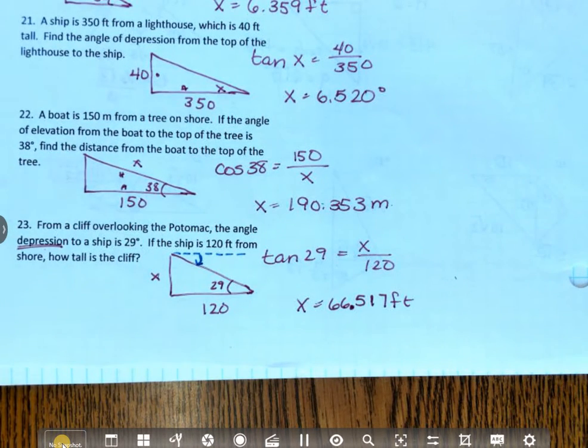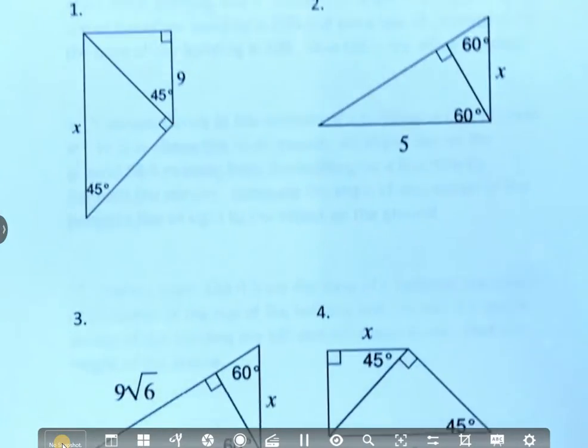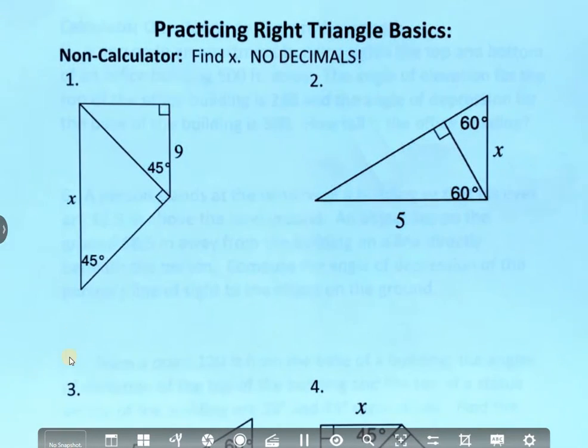Okay, let's go back to today's notes. I'm going to work some practice, and then I'm going to give you guys some practice to do on your own. So, just like that last question y'all had, I want you guys to see if you can do 1, 2, 3, and 4 together on your own. I don't care. Just do them.